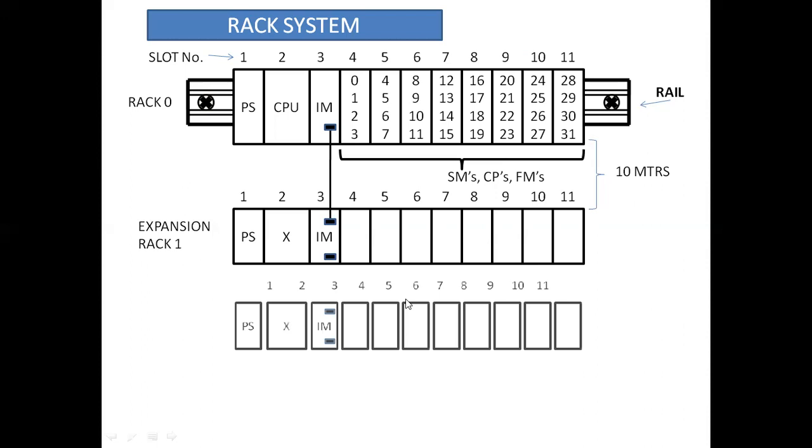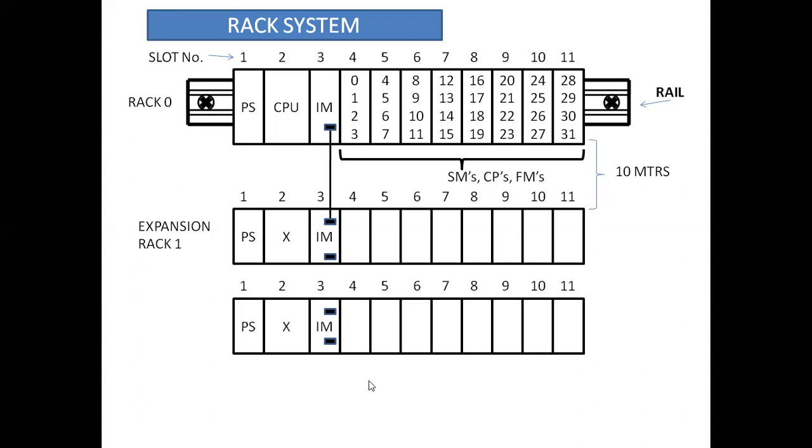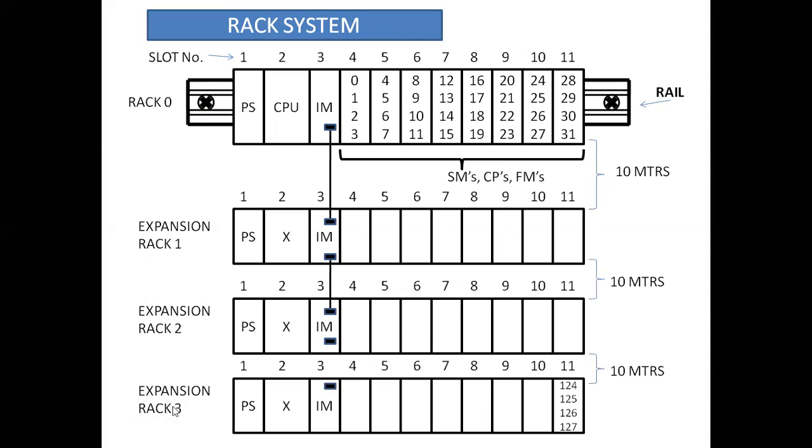Like this, I can expand 2 more racks. You can see the last one is expansion rack number 3. So the maximum distance across the 4 racks can be a total of 30 meters only.